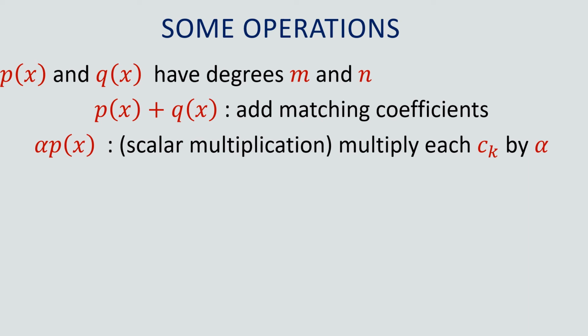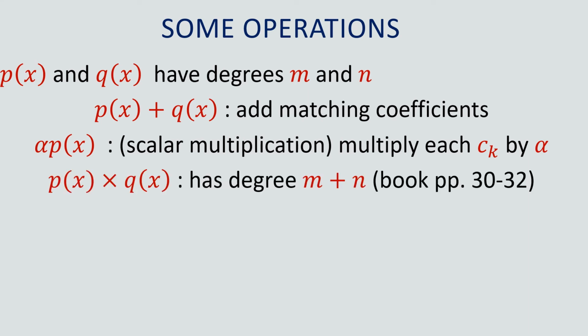We want to carry out an operation which is called scalar multiplication, where what we are doing is multiplying the polynomial p of x by some constant value alpha. How do we do that? We simply take each coefficient, c sub k, in p of x, and we multiply that coefficient by alpha to get the outcome. We can also think in terms of multiplying two polynomials p and q.